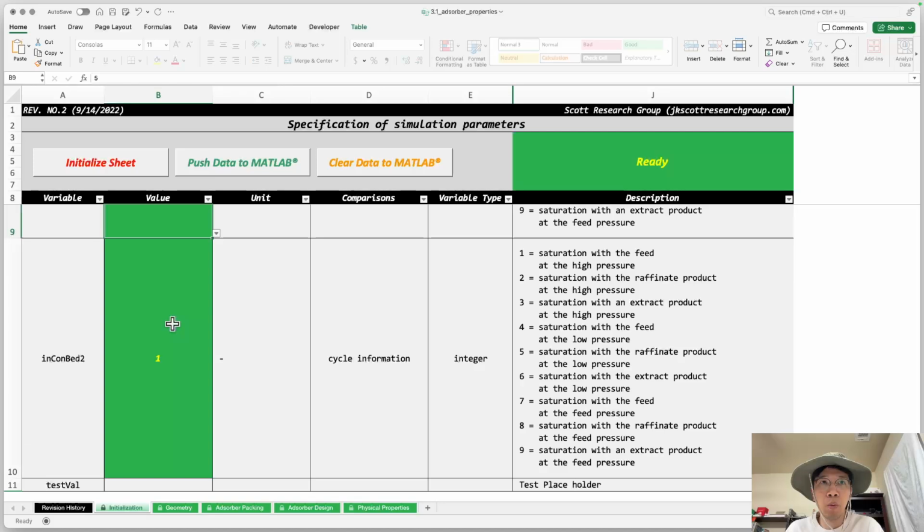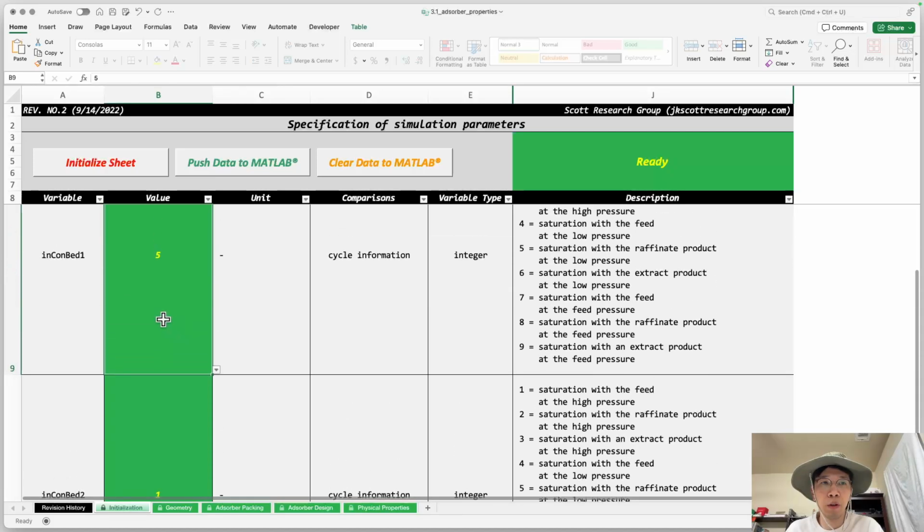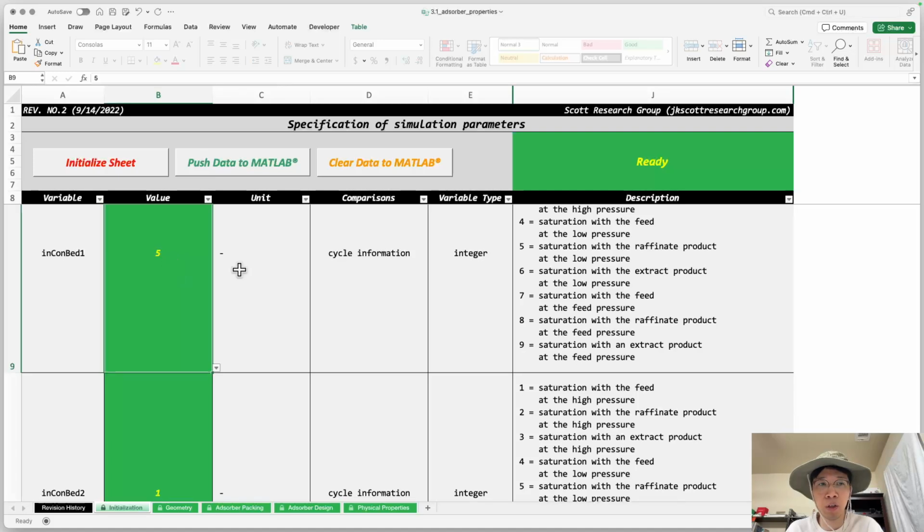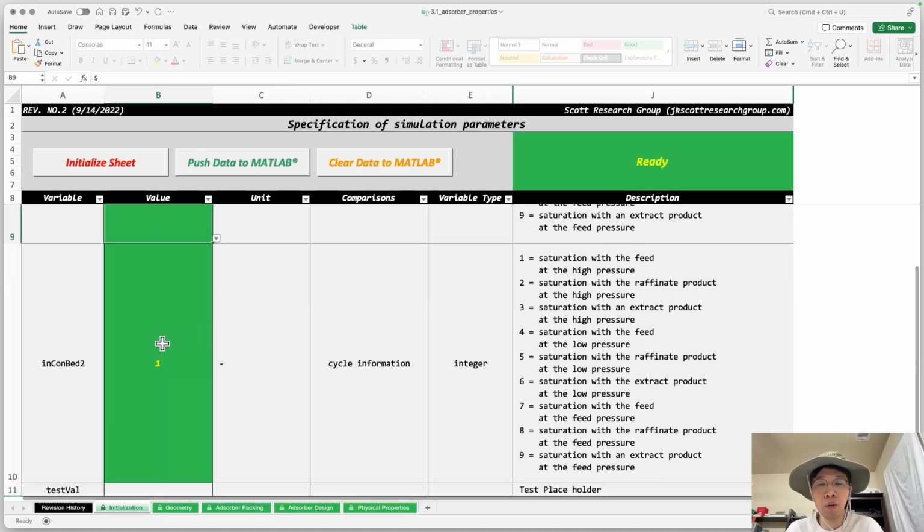So what is this initial condition? For the first bed, we are about to start repressurization and high pressure feed. So we set our initial condition to be saturation with the raffinate product at the low pressure. But for bed 2, it's about to undergo depressurization and then purge, right? So it's about to undergo the regeneration step, part of the cycle. So what should the pressure be? It should be a high pressure, right?